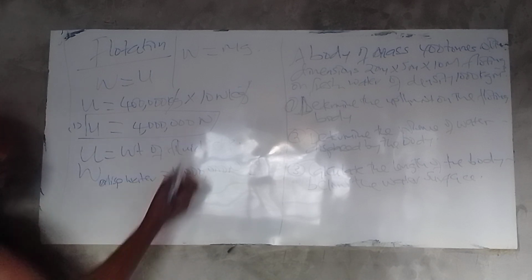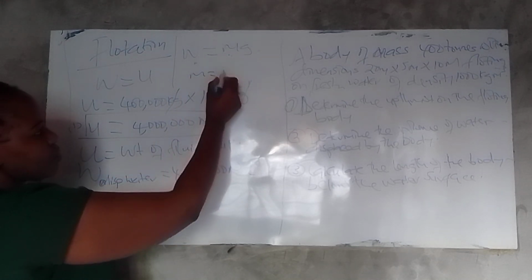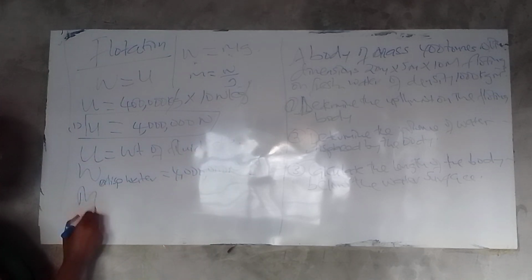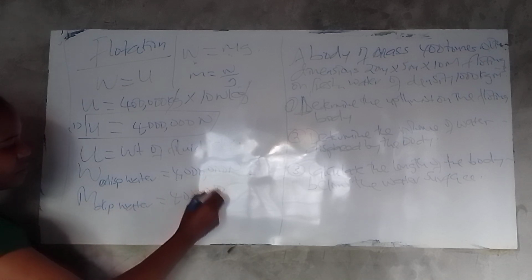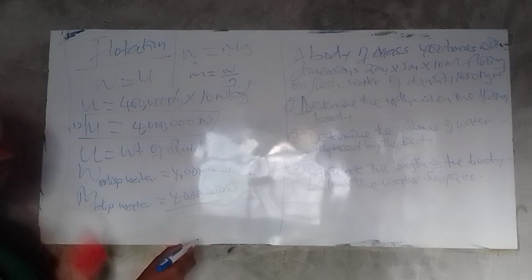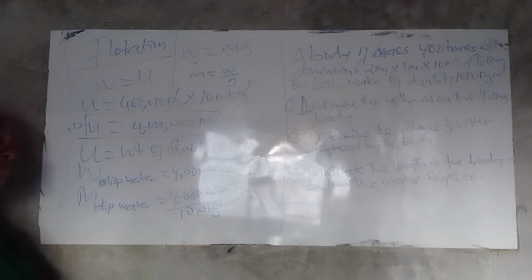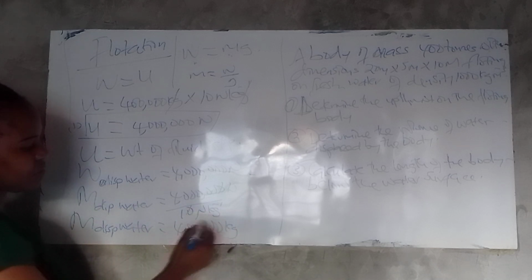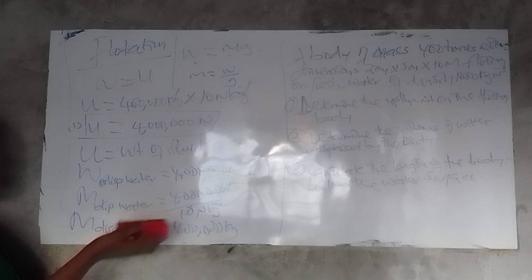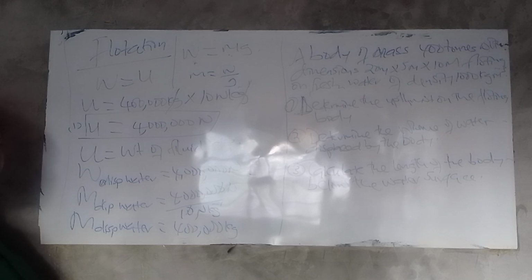So we can calculate mass. From this formula, if you want to get mass, you divide weight by gravity. Therefore, the mass of displaced water becomes 4 million newtons divided by gravity, which is 10 newtons per kilogram. Of course, we are going back to the mass of the object. The mass of the object is equal to the mass of the fluid displaced, because the weight of the object is the weight of the fluid displaced. So the mass of displaced water is equal to 400,000 kilograms.